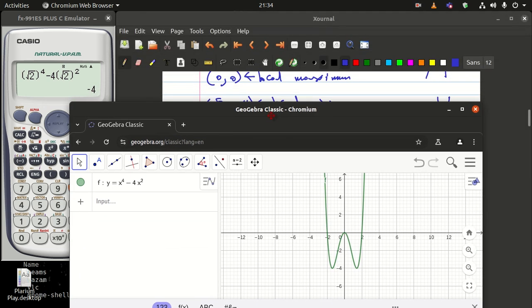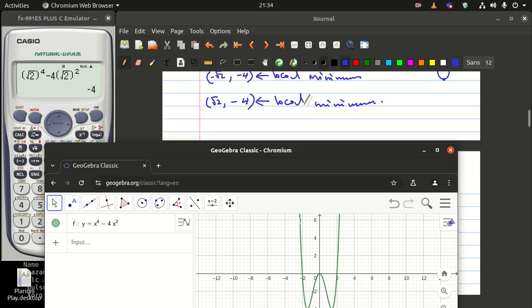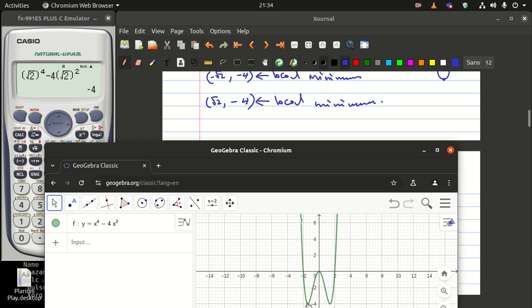You can actually see in this function that we have a local minimum here and a local minimum there. So we have two local minima and we have a local max at 0.